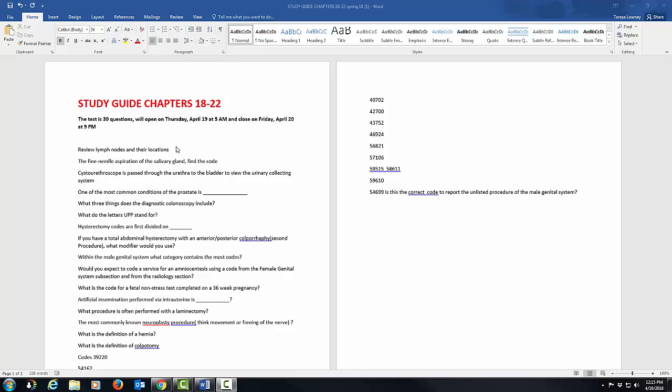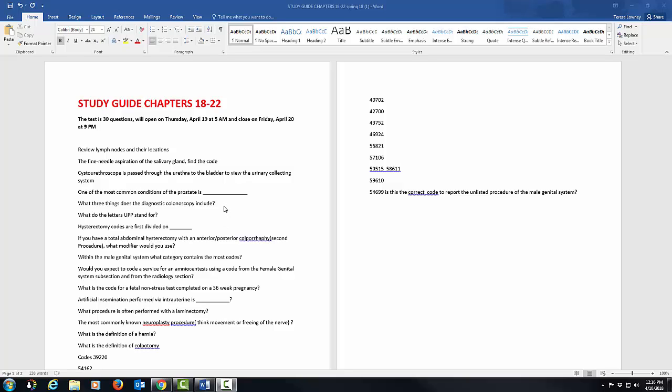So the questions this time are, of course, over all of these chapters. So we need to remember, we need to review your lymph nodes and their locations. Find needle aspiration of a salivary gland, find that code. Cystourethroscope is passed through the urethra to the bladder to view the urinary collecting system. Look up that diagnosis and see if that is true or false. One of the most common conditions of the prostate, says it in black and white in the chapter.